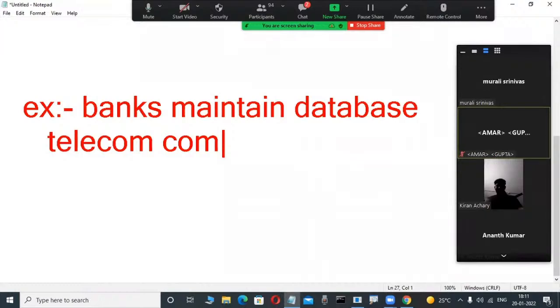Nowadays so many people are purchasing items online through portals like Flipkart and Amazon. Those shopping portals also maintain databases. When you purchase an item, how is the order number generated? Some database application is there, using the auto increment concept.